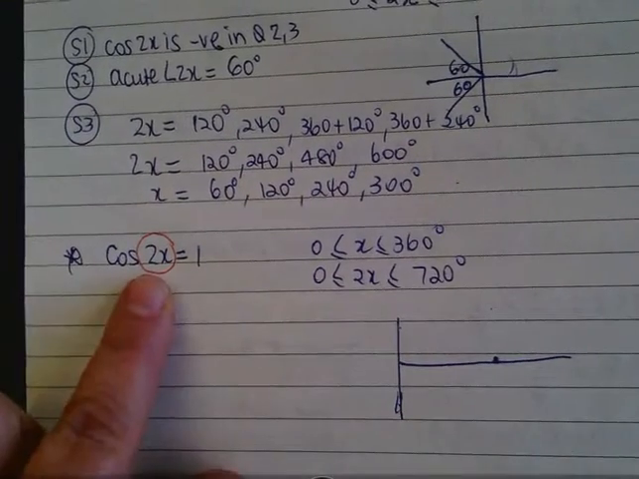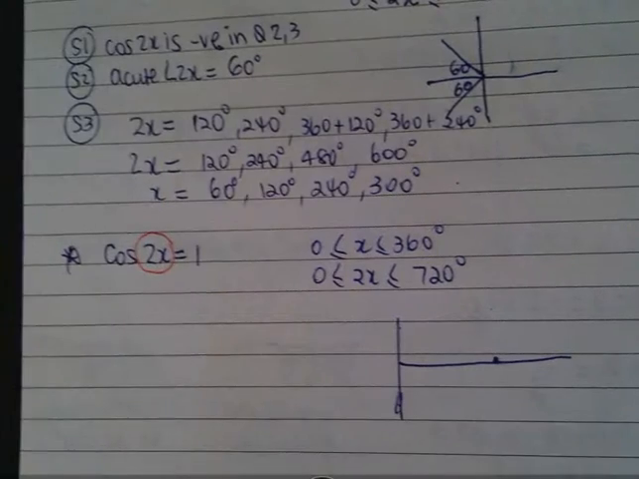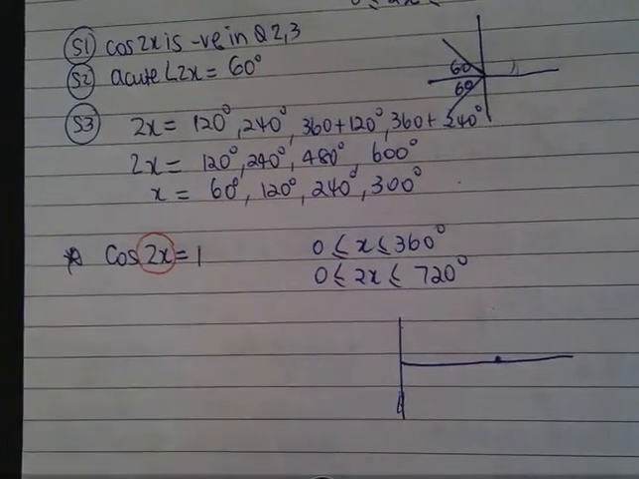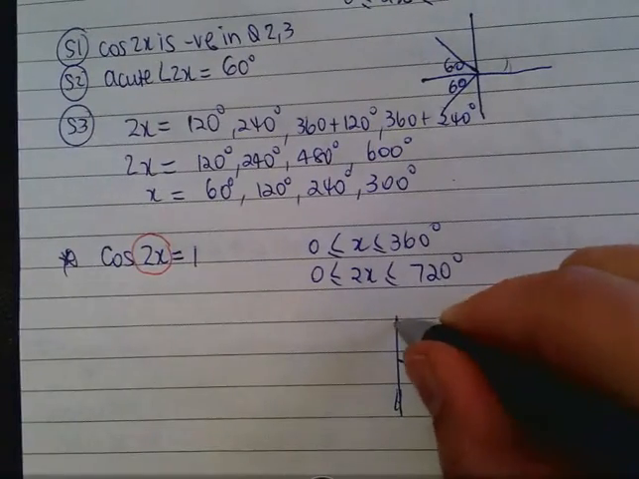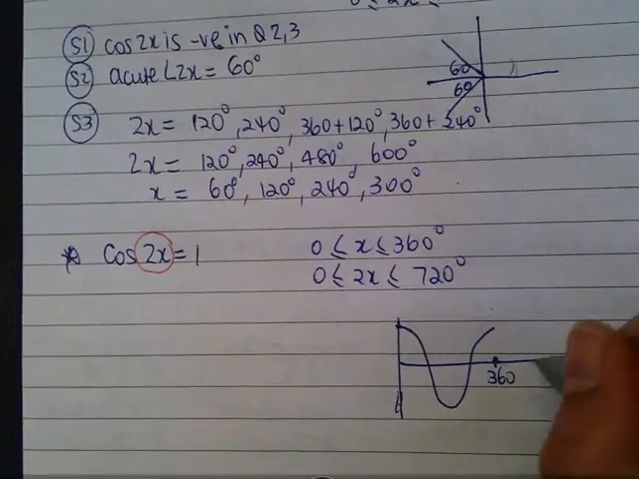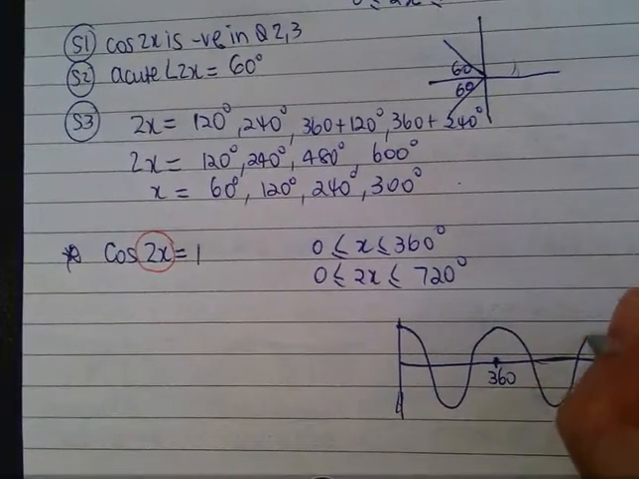Asked to solve cos of 2x is 1. So if you're ever asked cos or sine of x or theta is 0, 1 or -1, you sketch it, because that's the maximum on the curve. Now cos, that's 1. I need another one, yes? 2.